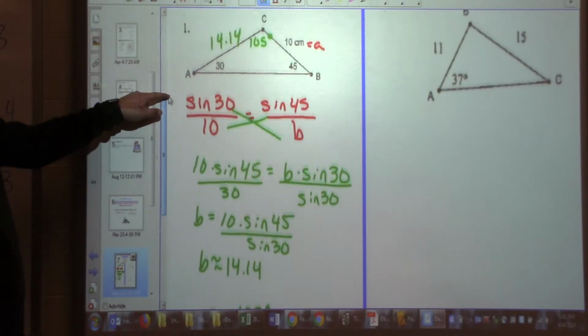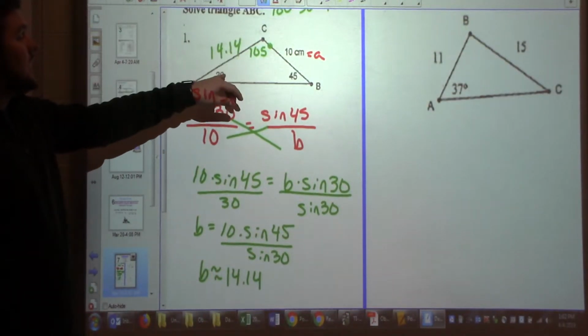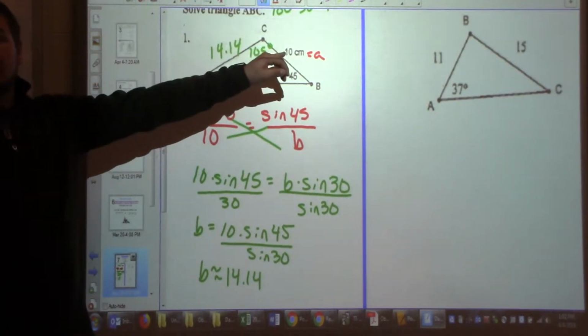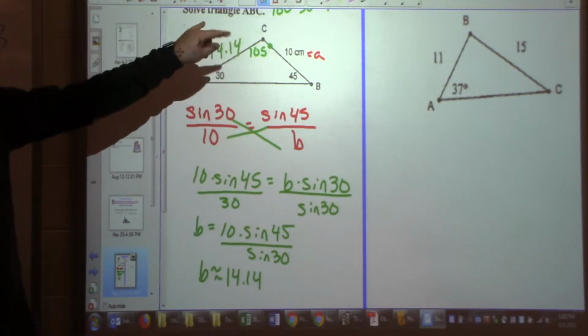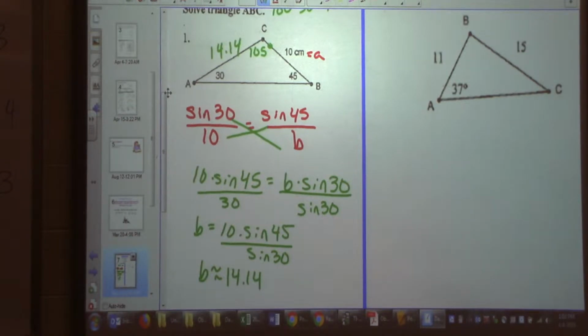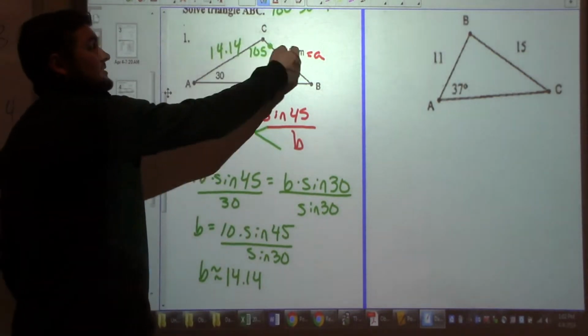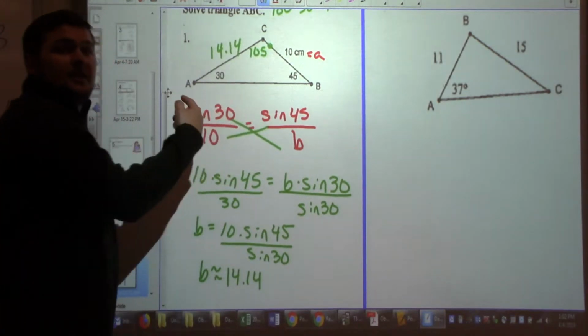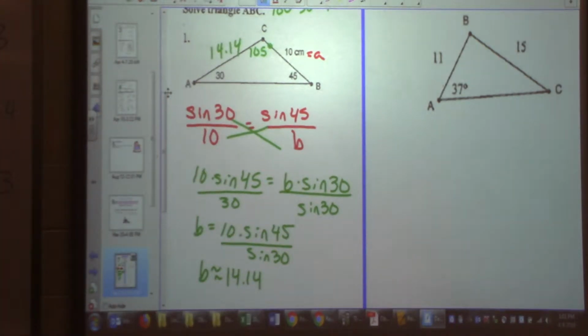Alright, so now I have angle C. I'm still going to use angle A and side A. Why do you think I chose that instead of using angle B and side B? Because the side would be rounded. The side's already been rounded, right? Now, you can use it. You might be a little bit off compared to what my answer is. I would try and stick to the ones that were given. Anything that hasn't been rounded yet, it's usually a better idea to use because you get a more accurate estimation.